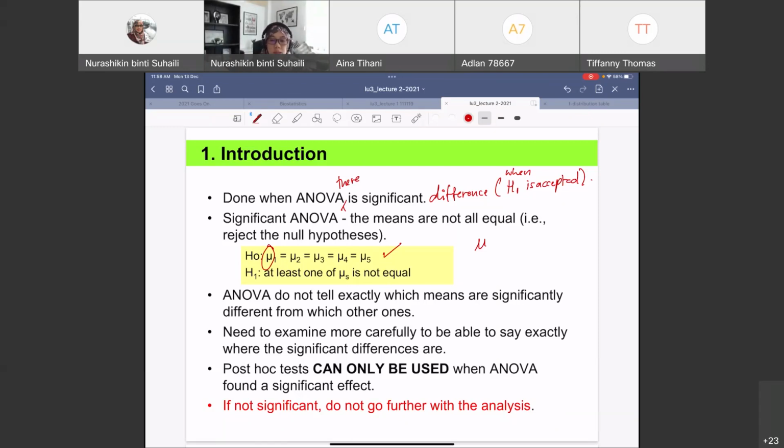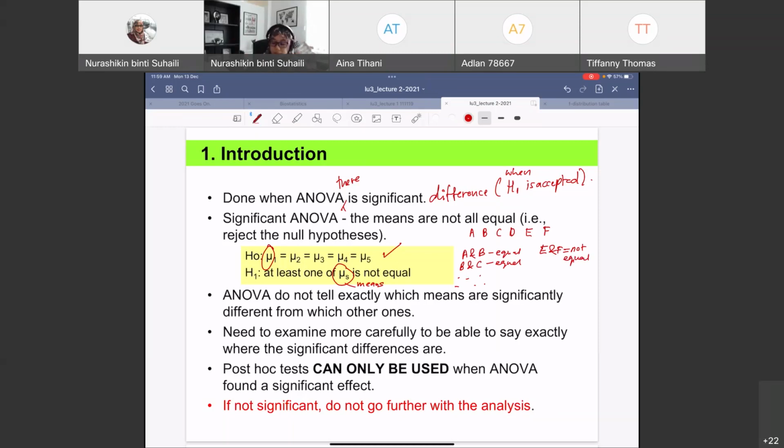At least one. So if, let's say, you have A, B, C, D, E, and then we name it F. What does it mean here? At least one of the means is not equal. So let's say A and B are equal, B and C are equal. There are many combinations, but there's one pair that is not equal: E and F are not equal. Let's say this is the situation.